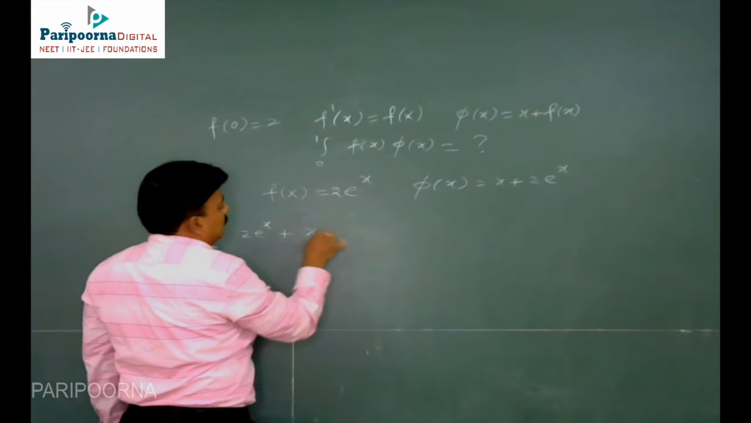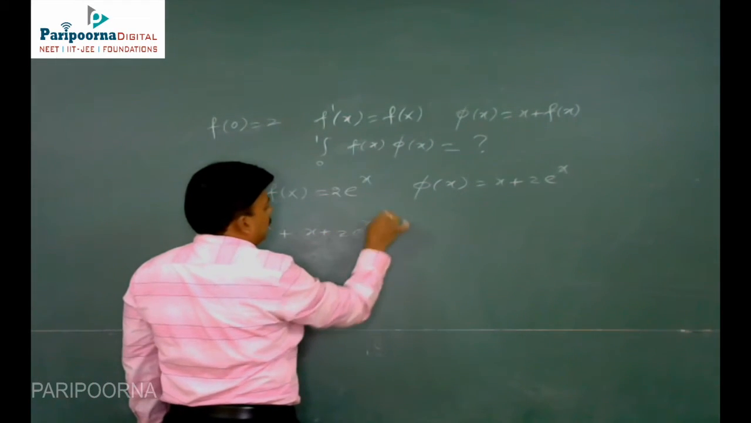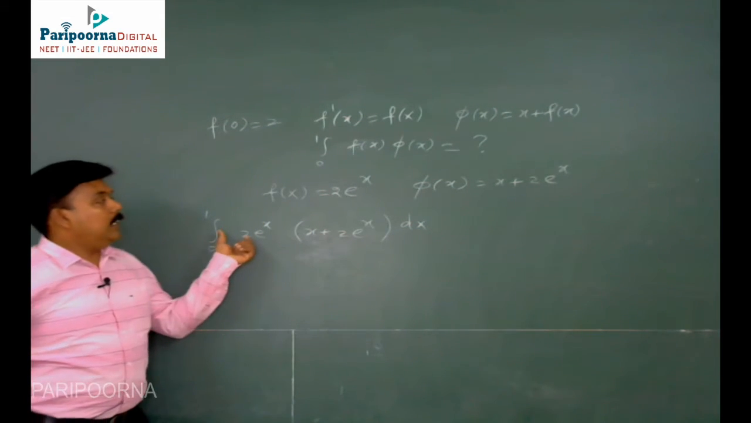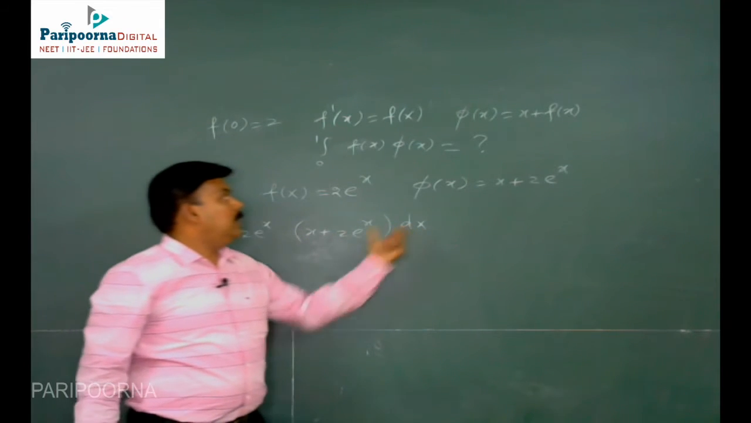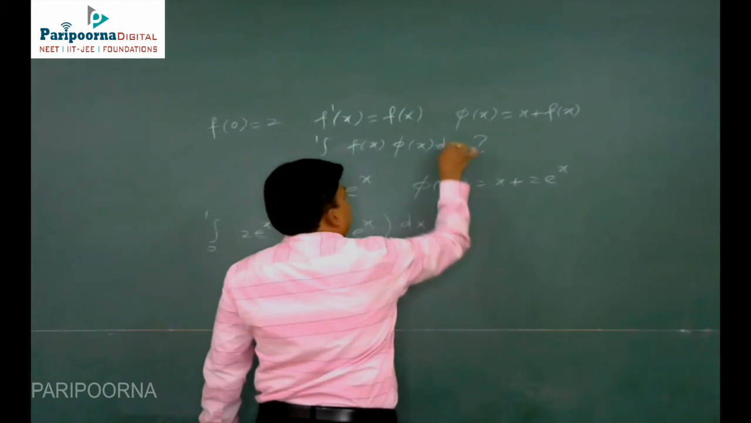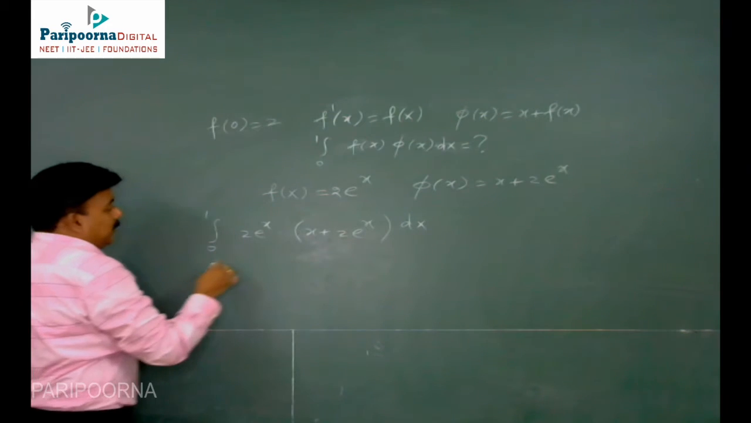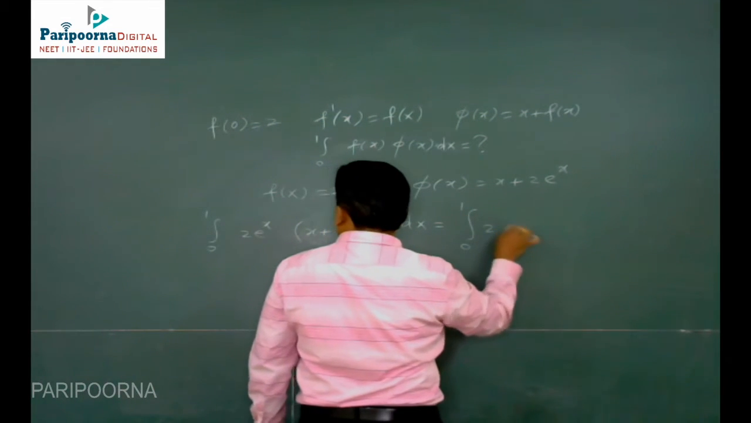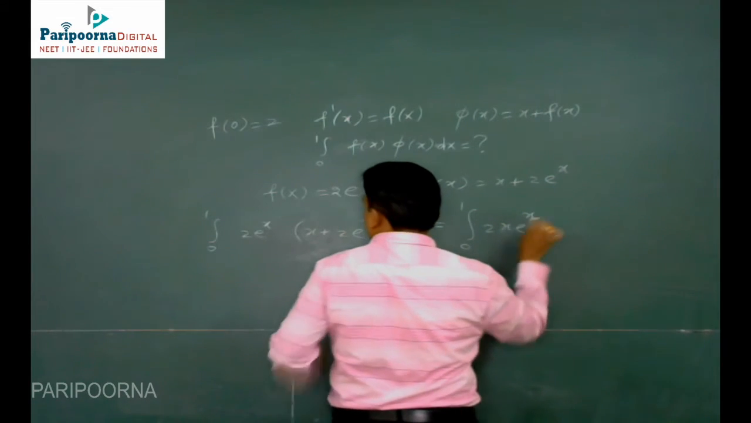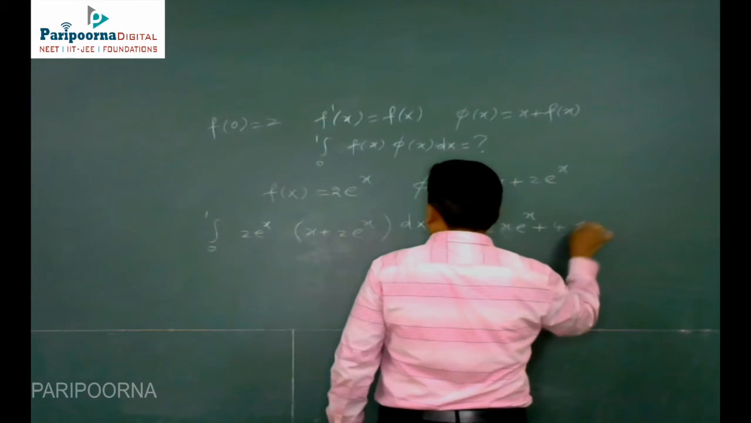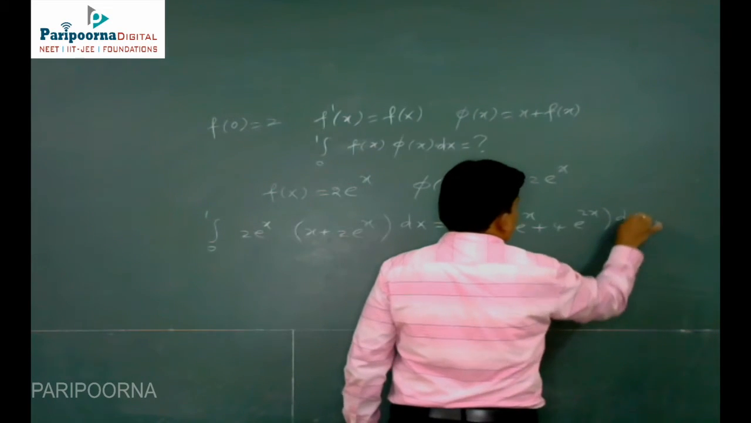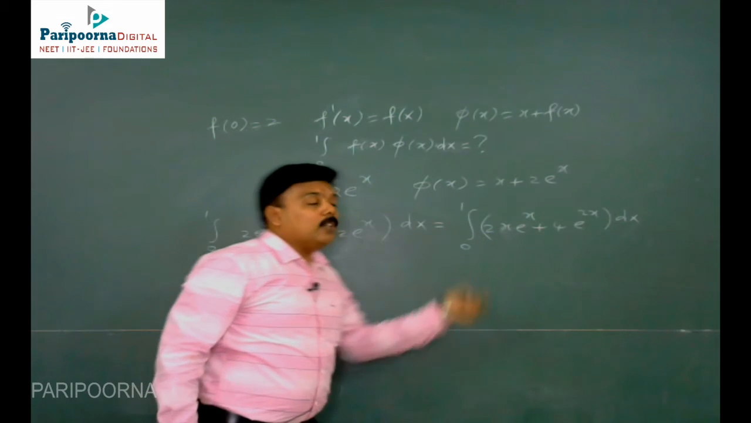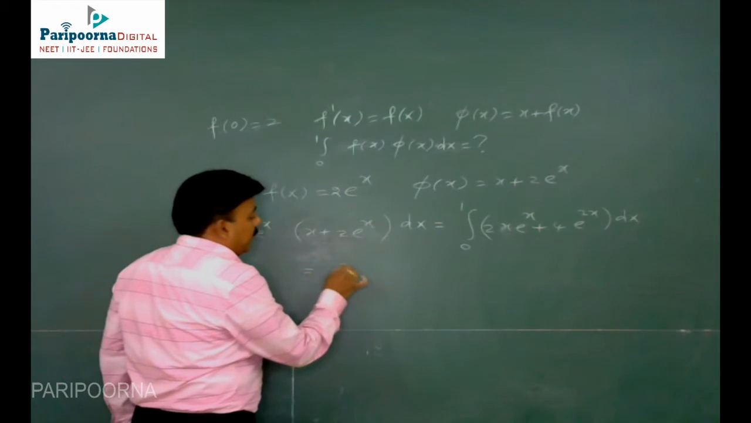So what is this? The integral of f of x into phi of x dx is to be formed, that is 2 e power x into x plus 2 e power x into dx. Now this is simple integration. So what you can do is integral 0 to 1 of 2x into e power x plus 4 into e power 2x into dx. You know the integration by parts formula, or simply you can use the simplified formula of that.